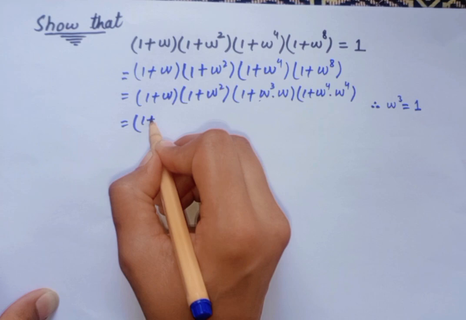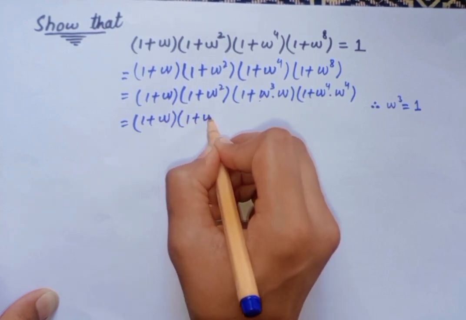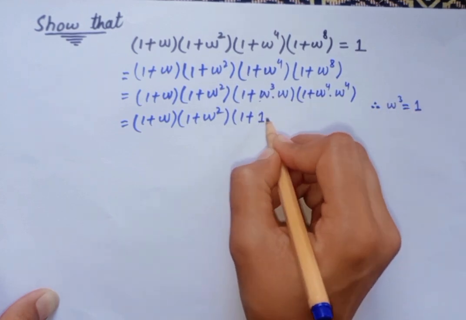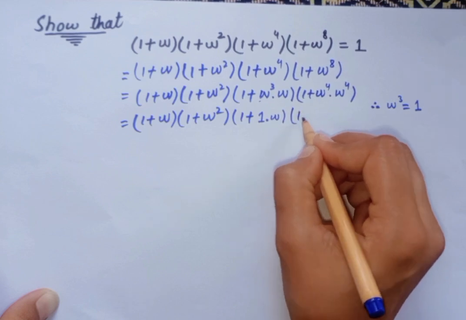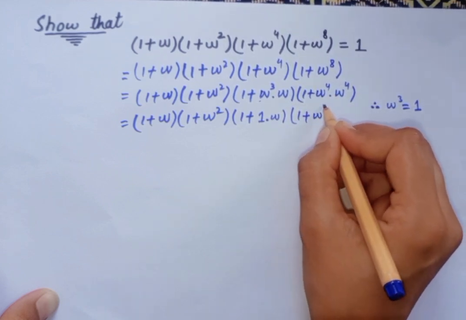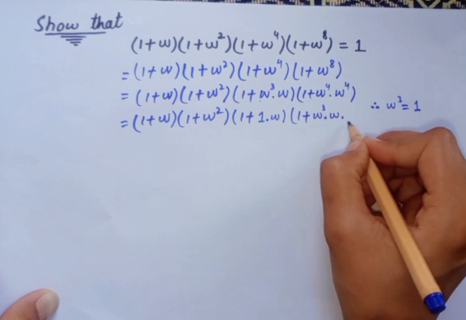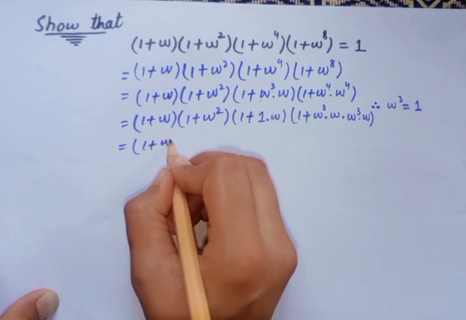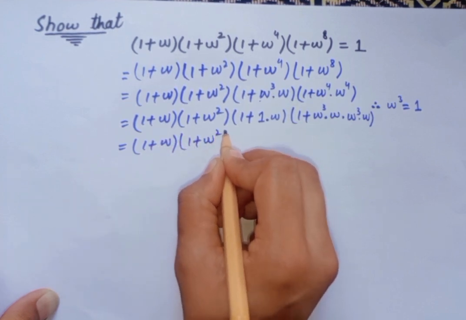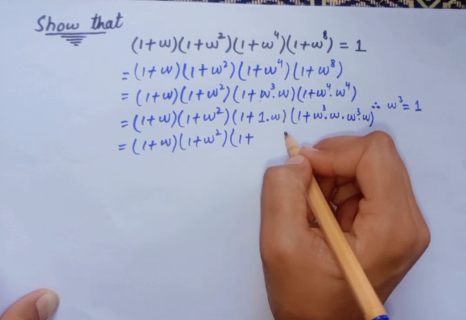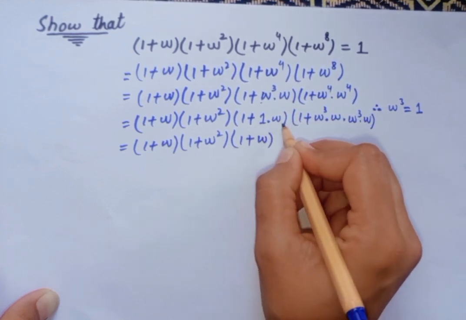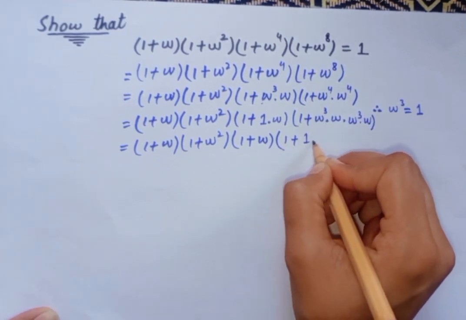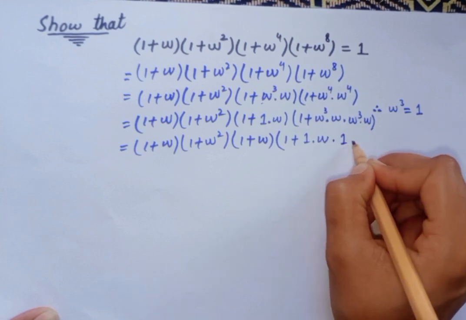(1 + ω)(1 + ω²)(1 + ω³ · ω), where ω³ is equal to 1, so this is 1 into ω. 1 + ω⁴ can be split into ω³ and ω. So we have (1 + ω)(1 + ω²)(1 + ω). 1 times ω is ω, and 1 plus ω³ is 1 into ω.